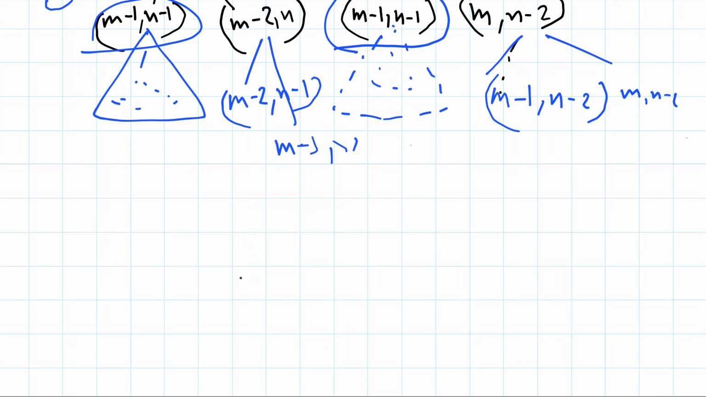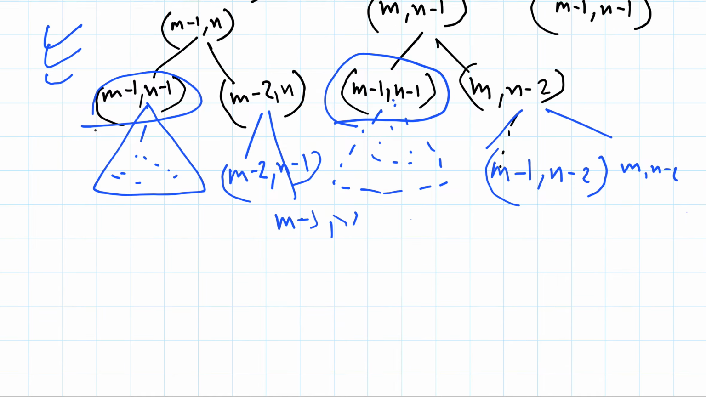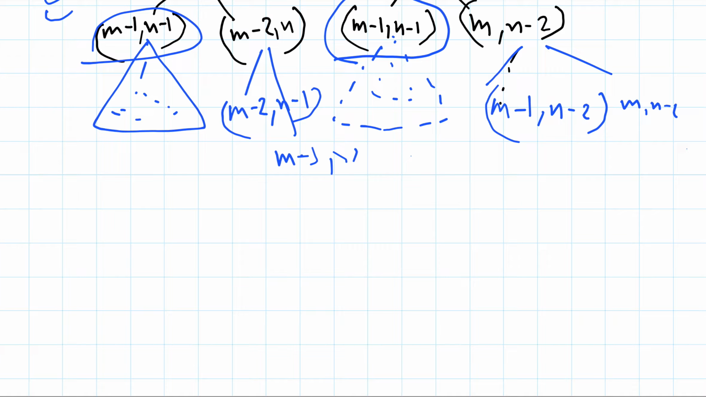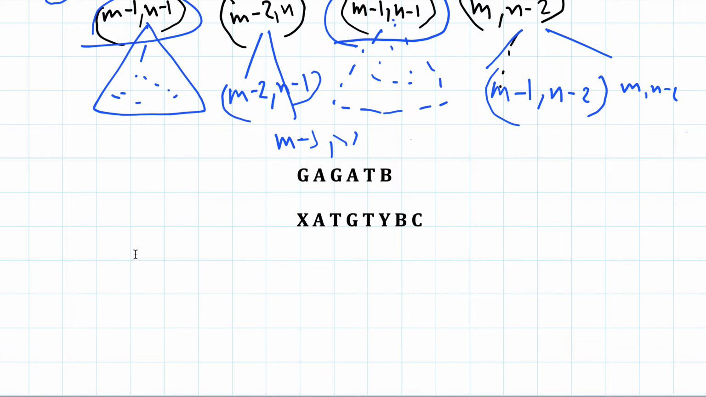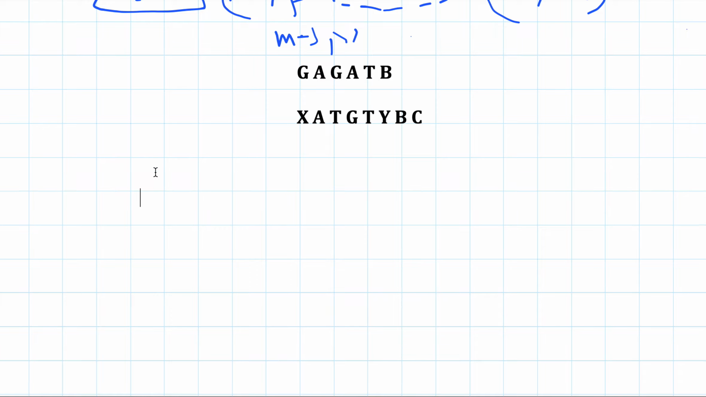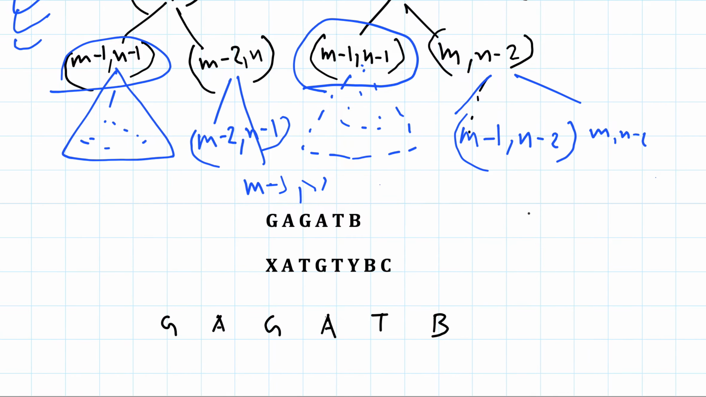So for that, let's copy the original text in our example, and then we will create one table for storing the values. So we have G, A, G, A, T, B. So let's illustrate this further.